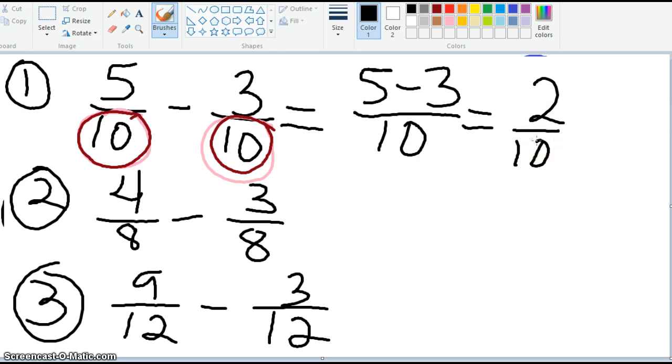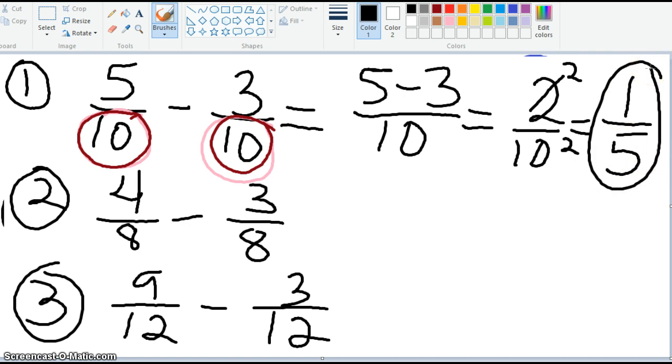And for those of you that know about reducing, we know that 2 and 10 can be reduced down by 2. The reason is, both of these numbers are even. Because the 2 is even and the 10 is even, that means I can divide both sides by 2 and reduce this fraction down. 2 divided into 2 is 1, and 2 divided into 10 is 5, so I can reduce this down into 1/5.